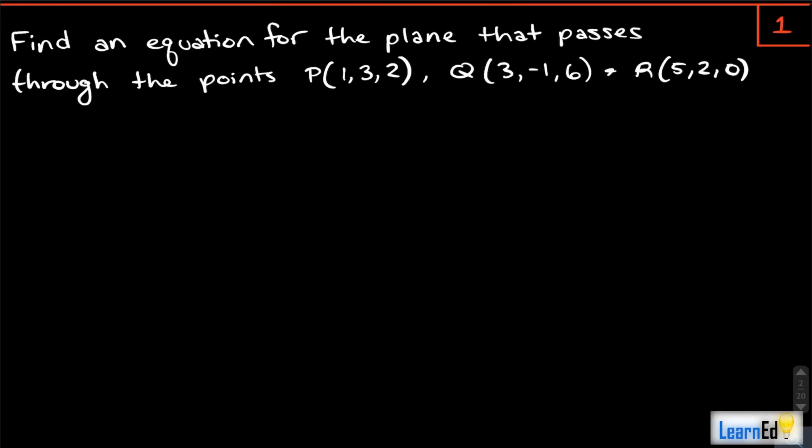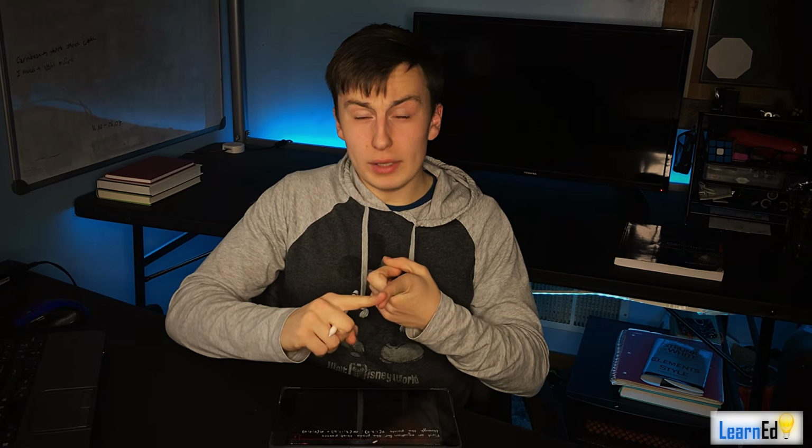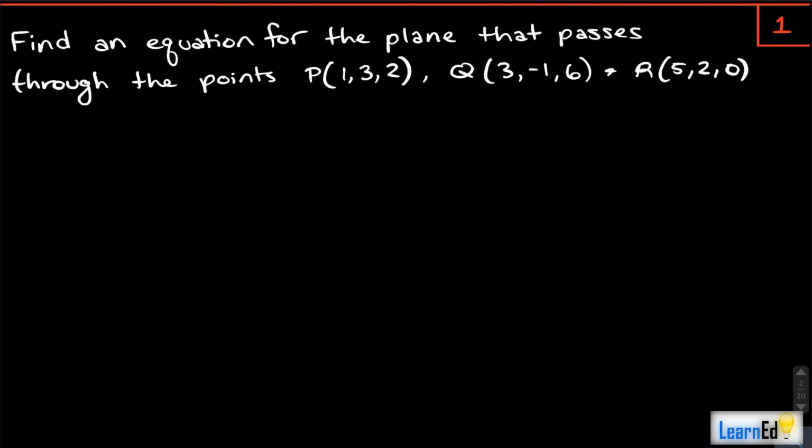We have P, which is 1, 3, 2. We have point Q, which is 3, -1, 6, and we have point R, which is 5, 2, 0. Now, when we find the equation of a line, what are the 2 things that we need? Well, we need a point that's on that line, and we need the direction of that line, right? So I'll even write that down here.